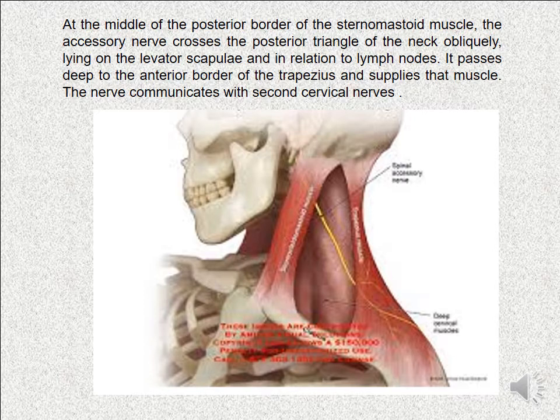At the middle of posterior border of sternocleidomastoid muscle, the accessory nerve crosses the posterior triangle of neck obliquely, lying on the levator scapulae and in relation to lymph nodes. It passes deep to the anterior border of the trapezius and supplies the muscle. The nerve communicates with the second cervical nerve.